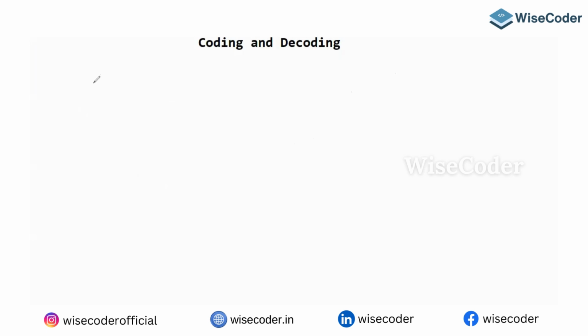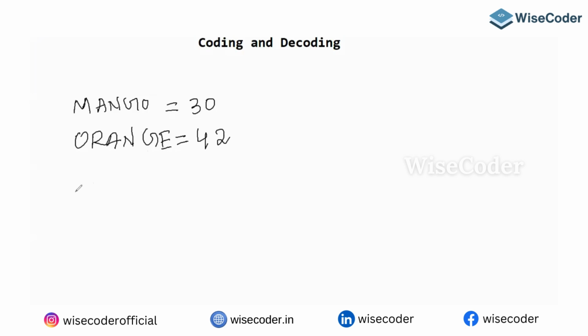We'll go to the next question. If mango is coded as 30, orange is coded as 42, then what is the code for pineapple?